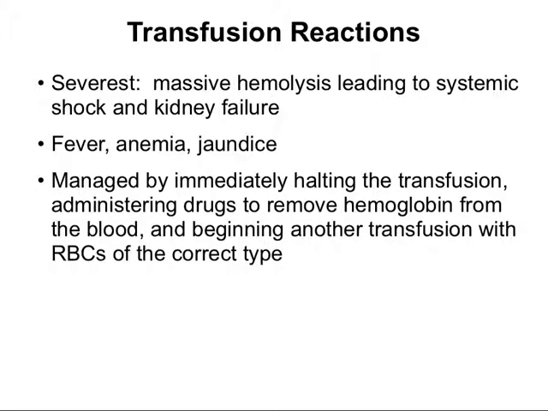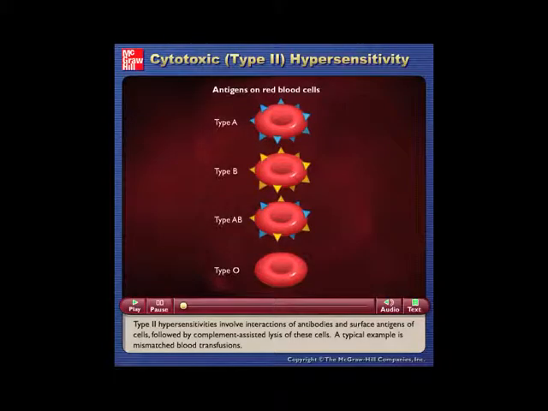Before we move on to look at Rh factors, let's take a quick look at a video on type II hypersensitivity. Type II hypersensitivities involve interactions of antibodies and surface antigens of cells, followed by complement-assisted lysis of these cells. A typical example is mismatched blood transfusions. There are 4 different blood groups based on types of antigens on the surfaces of the red blood cells.